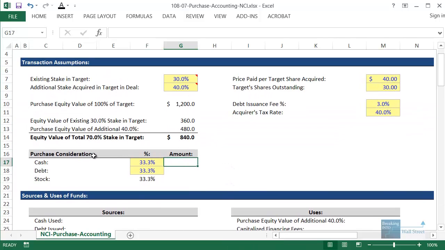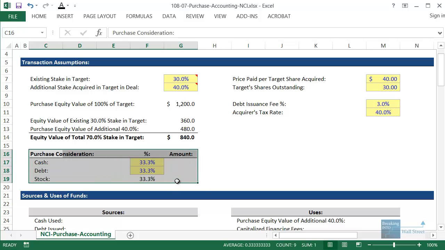But to start with, let's think about how much cash, stock, and debt are required to do this deal. Because just like with a normal M&A deal, when you acquire 70% of a company, or 40%, or 80%, you still need to use cash, stock, and debt to do it. That doesn't change even though we are acquiring less than 100% of the company.